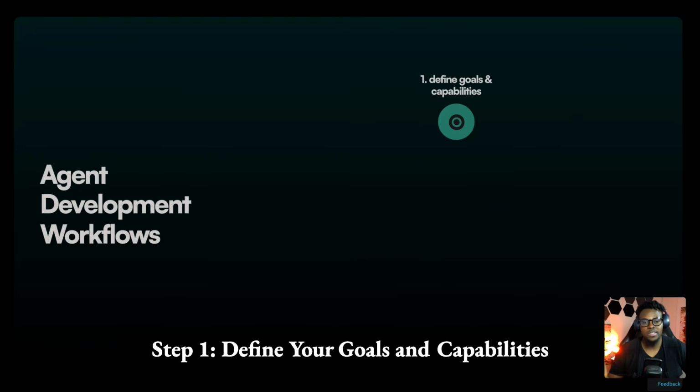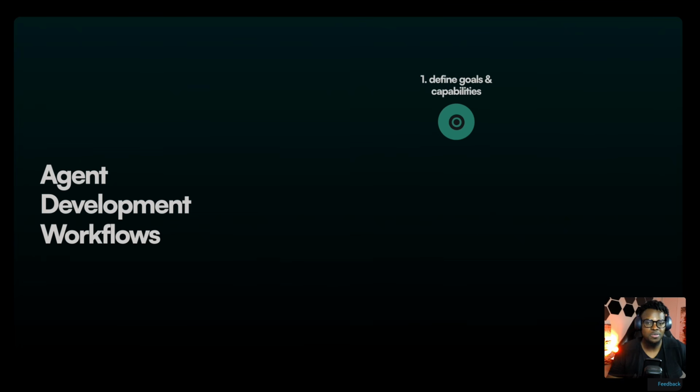So our first step is we have to define our agent's goals and capabilities. This sounds obvious, but it's the most critical and mostly overlooked step. Because if you don't know exactly what problem your agent is supposed to solve, then you're just playing with a very expensive autocomplete tool. So you have to be specific. Are you building a travel agent? Are you building a code summarizer? Are you building a customer support bot that can issue refunds, for example? So you need to define what job or what role your agent is going to play.